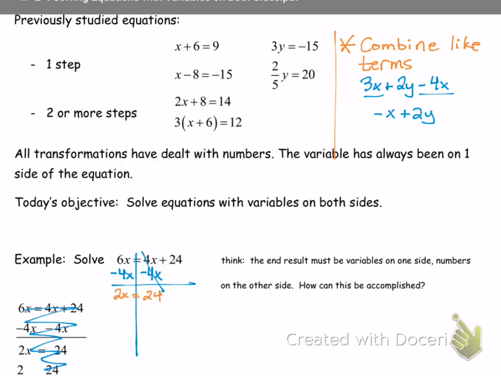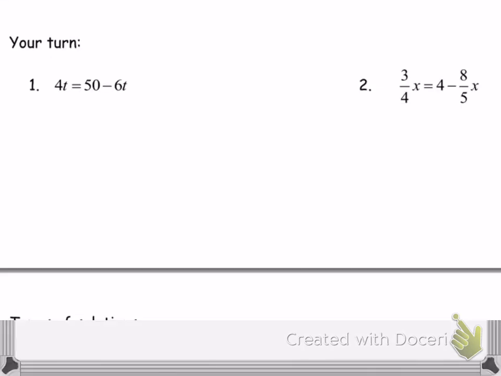And this ends up being the same thing. So 2x equals 24. Now that I just have one variable that I'm dealing with, divide both sides by 2, and I get x equals 12. So make sure that you end up with one variable on one side, combine like terms, but if you have to combine on the other side, then you just do the opposite. Try these problems on your own.